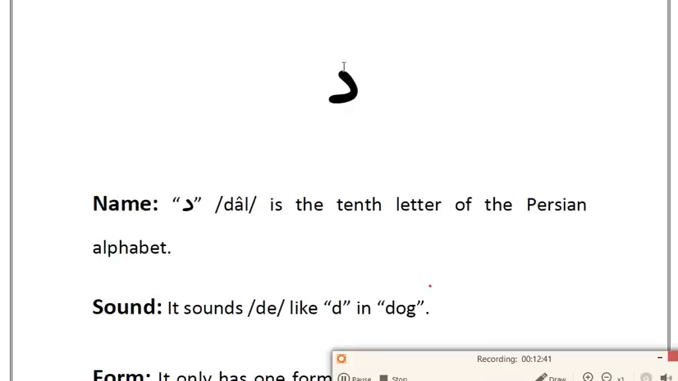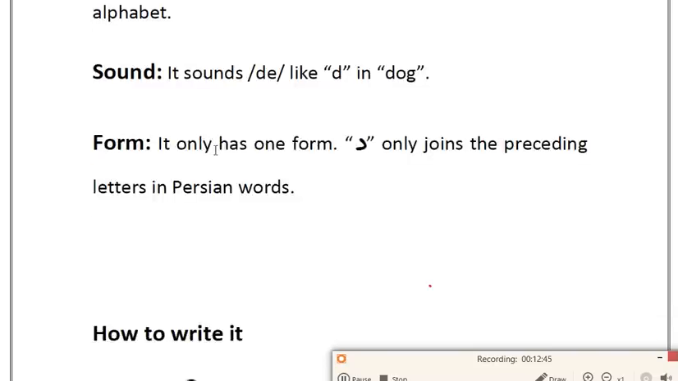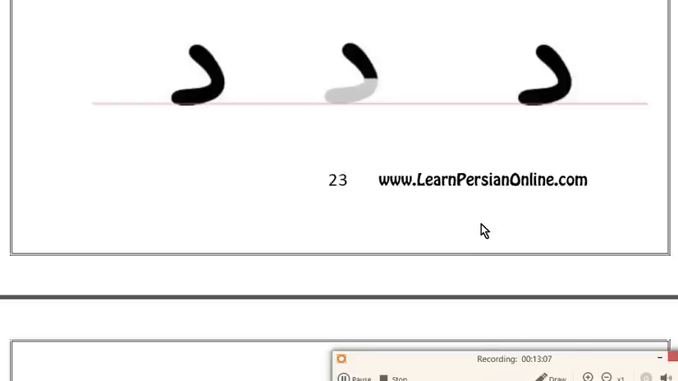And you see the way that we write it in Persian. It has only one form. And if you want to practice writing, let me just write some for you. This is the way that we write. So just like that. Or this, or that. So it is de, and we pronounce it as de. Okay, so let's go to the next page.